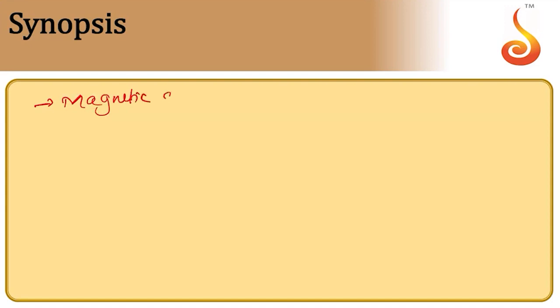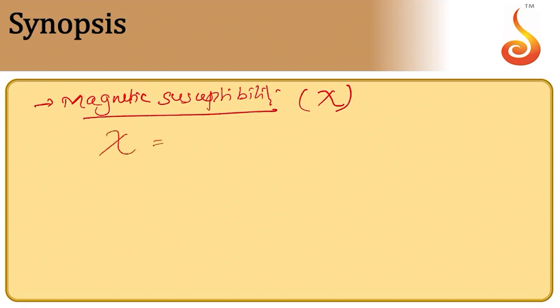Magnetic susceptibility. This is represented by the symbol chi. Magnetic susceptibility indicates the ease with which a substance can be magnetized. It is defined as the ratio of intensity of magnetization to the intensity of magnetizing field in which the material is placed. So, I divided by H.